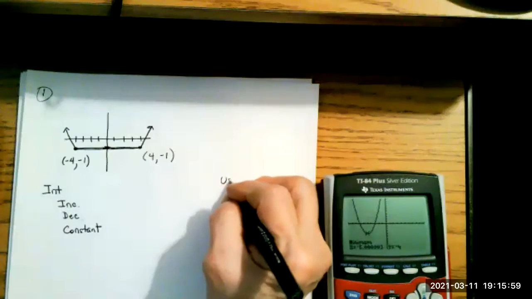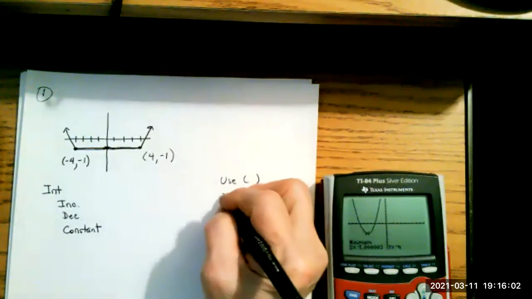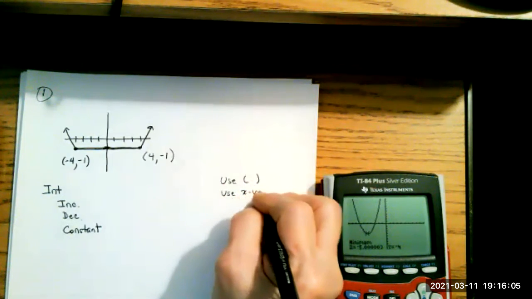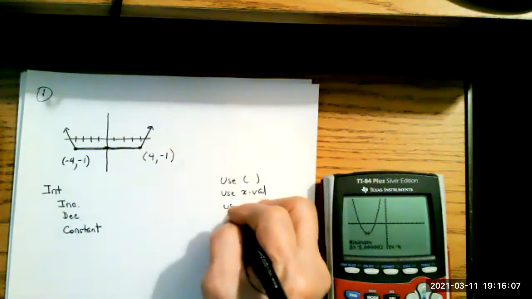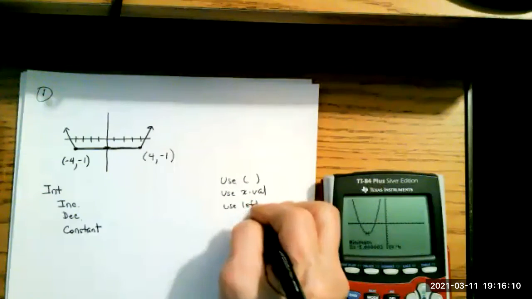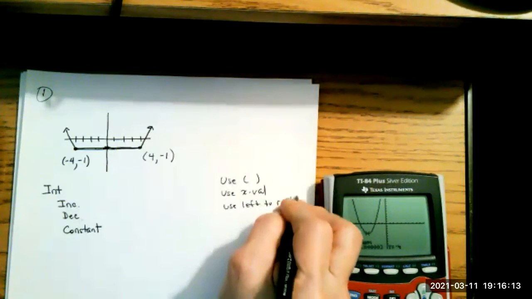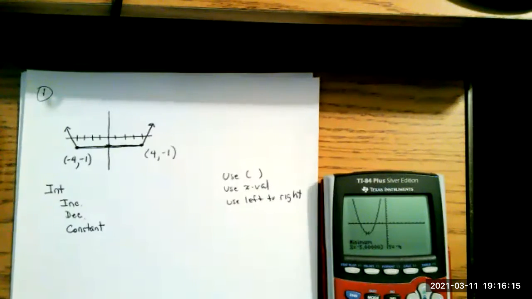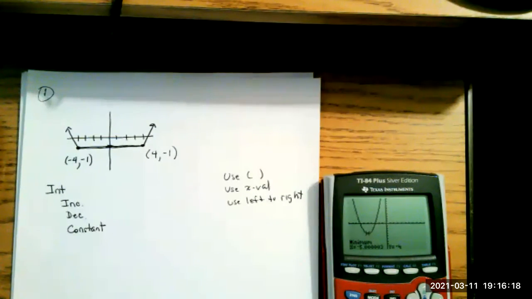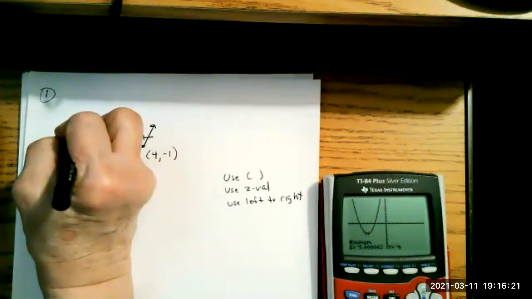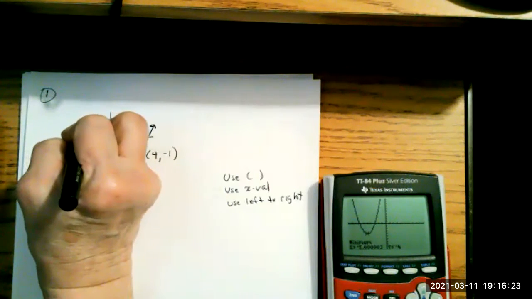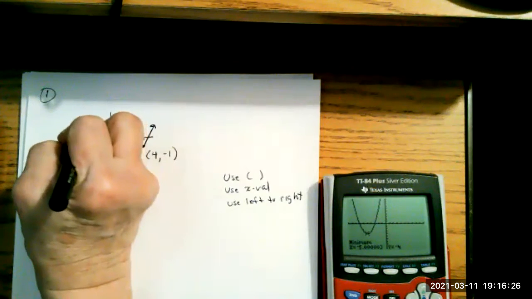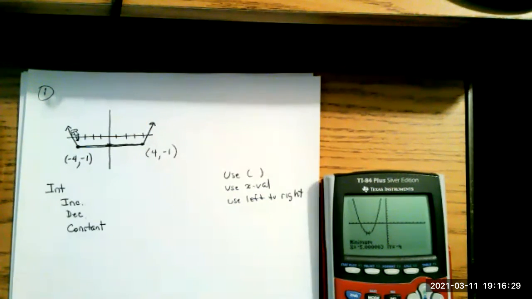Remember to use parentheses. Remember to use the x values. Remember to use left to right. Those are the three things we have to remember about intervals. Now, I don't know if it helps you to put the little car on there or not. It does me. If I'm headed this way, I can see that the car has got to go downhill left to right. So is that increasing, decreasing, or constant if it's going downhill?